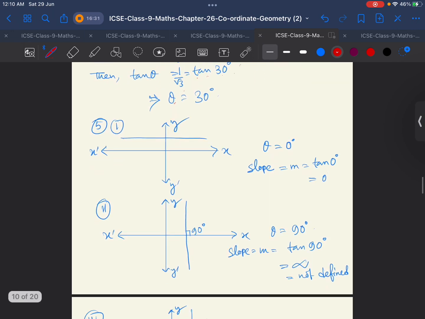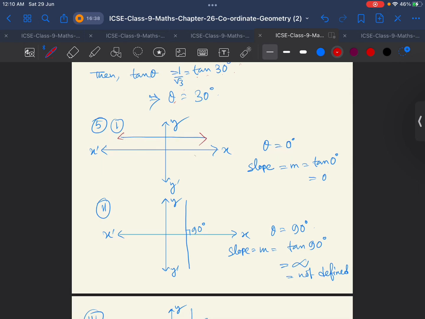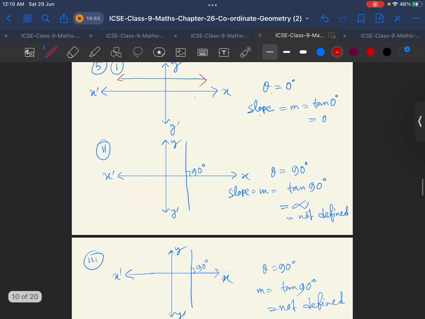Question number 5. Write the slope of the line which is parallel to the x-axis. When a line is parallel to the x-axis, then theta, the inclination, is always 0 degrees. Then slope m equals tan theta, tan 0 degrees, which is 0. When a line is perpendicular to the x-axis, then theta equals 90 degrees, then slope m equals tan 90. So this is not defined.